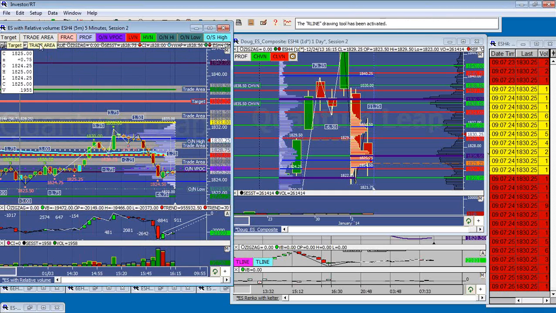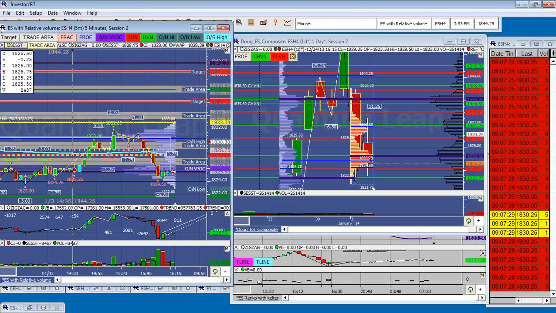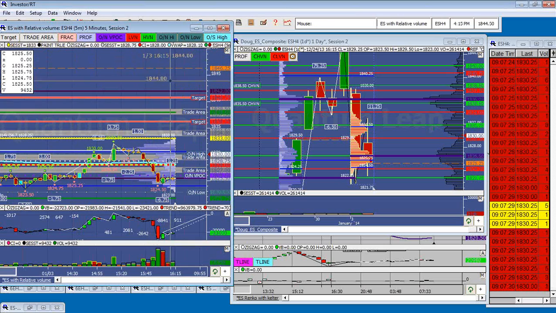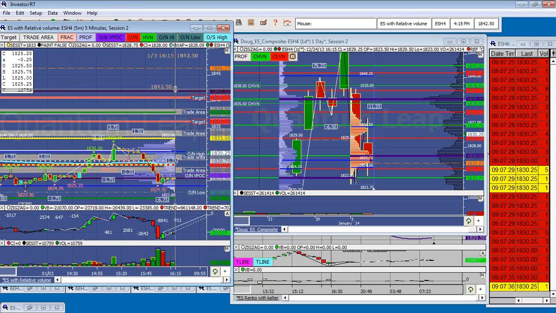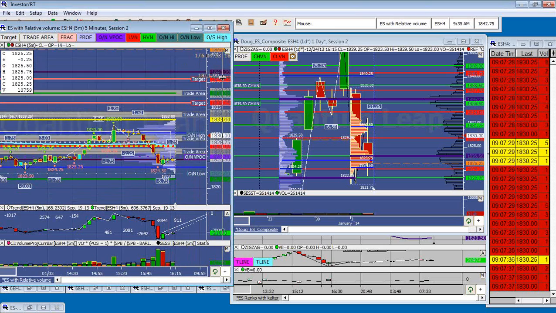For some reason, it just doesn't want to draw for me. There we go. And then, of course, the move to 42 would be a takeout of the naked VPOC.